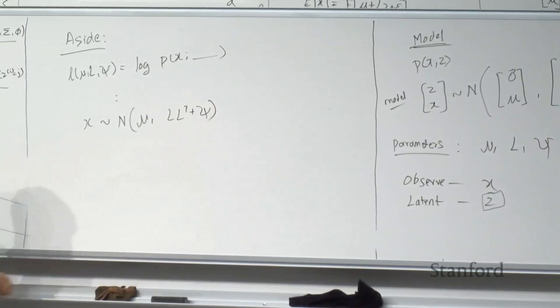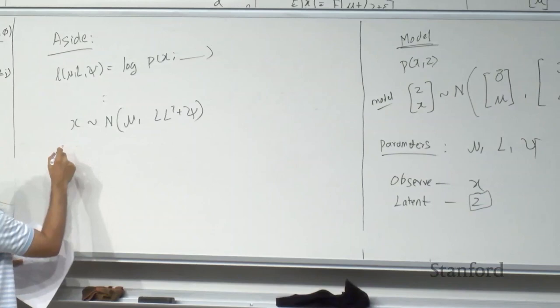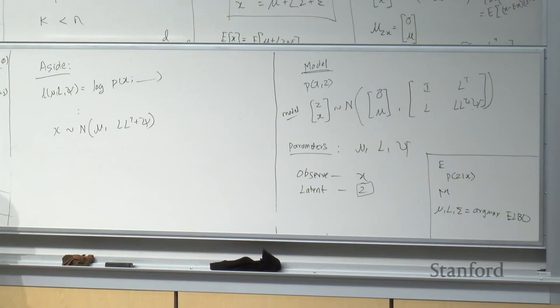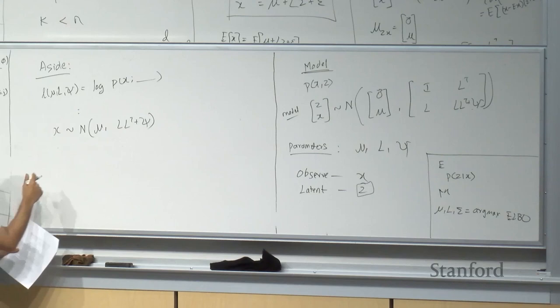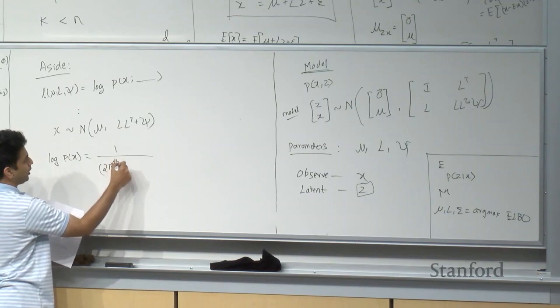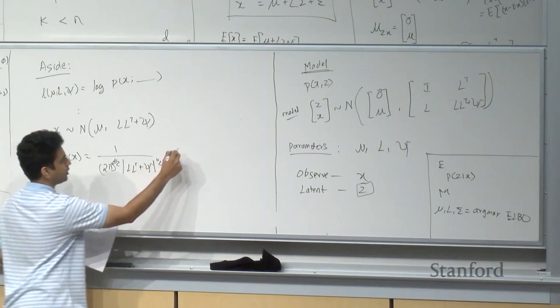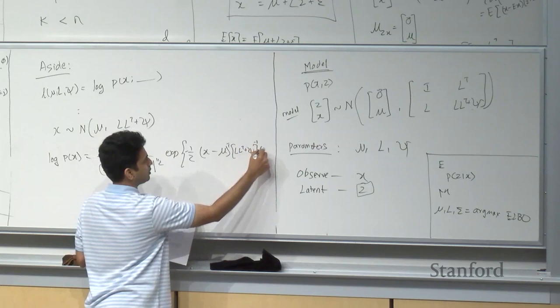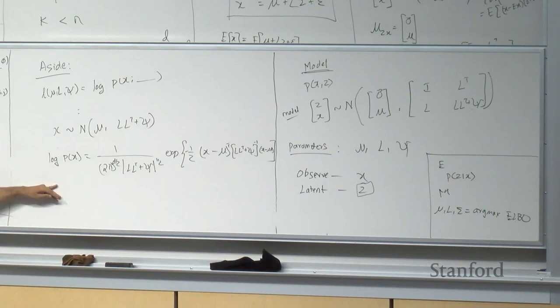But now, if you try to perform maximum likelihood estimation and obtain expressions for these, you cannot get a closed form expression. Which is why EM comes to our help here, because log p of x, you can write out as 1 over 2 pi to the d by 2, LL transpose plus psi to the half, exponent minus 1 half x minus mu transpose LL transpose plus psi inverse x minus mu. You can write it out like this, but there is no closed form solution that you can come up with for L and psi. You can try it out, but this cannot be solved in closed form.